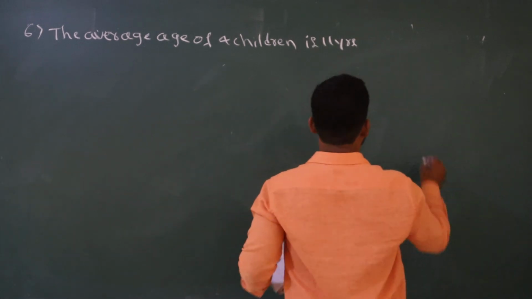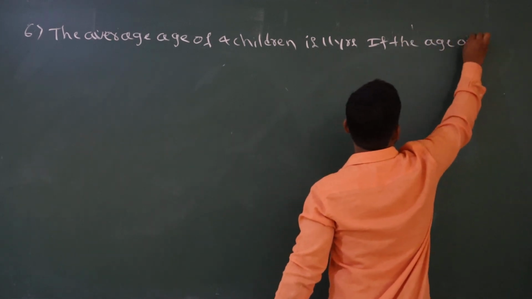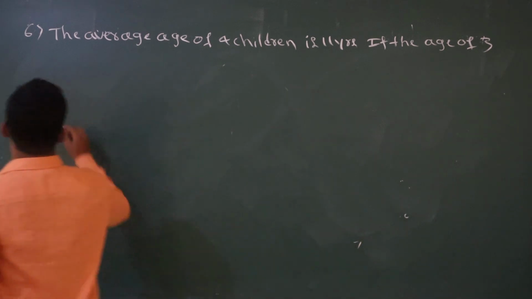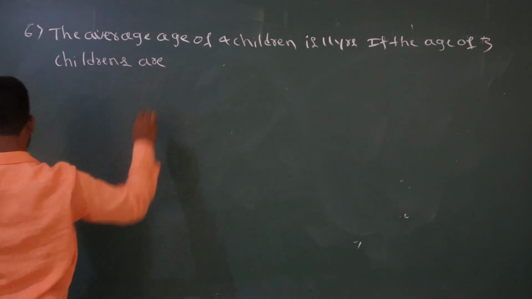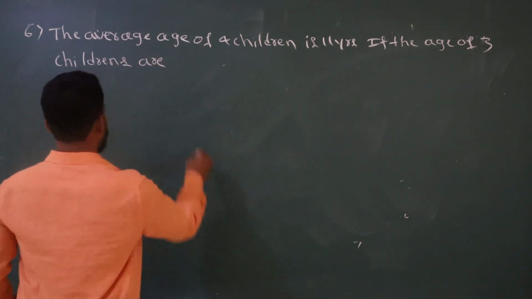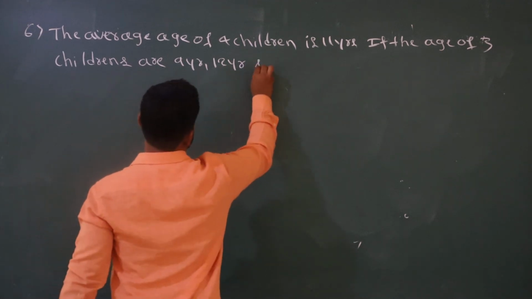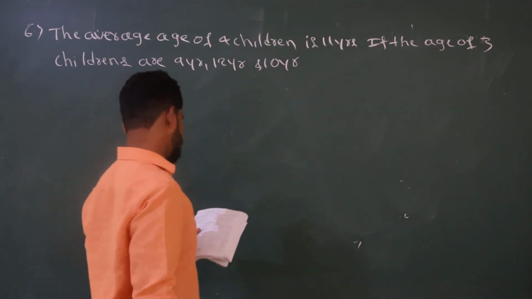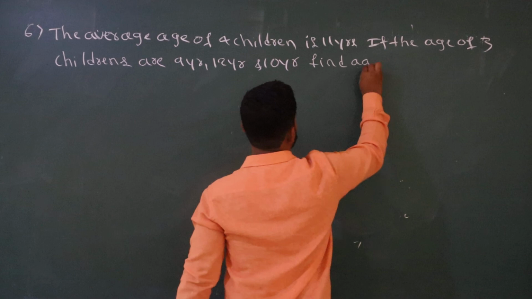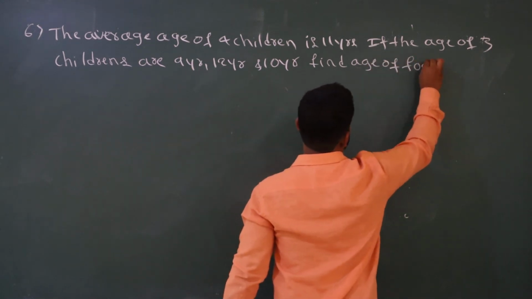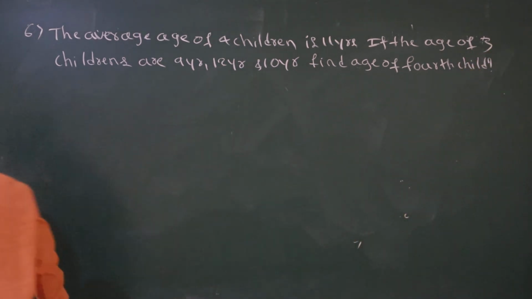If the ages of 3 children are 9 years, 12 years and 10 years, now find the age of the 4th child.